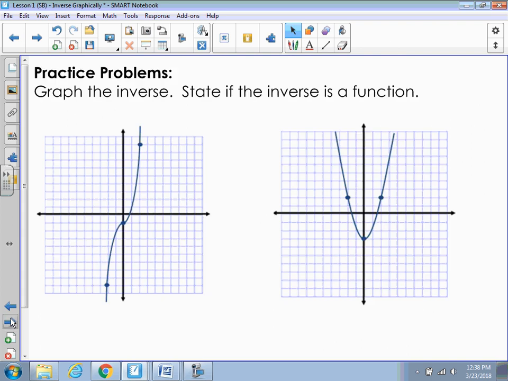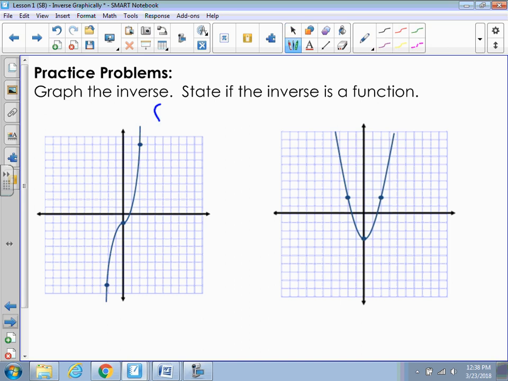So we're going to graph, and we're going to state our inverse, and then we're going to look at the domain and range of each. So here's our initial graph. This is an example of a cubic. Remember, it's a spaghetti noodle. So its inverse is going to be a cube root.